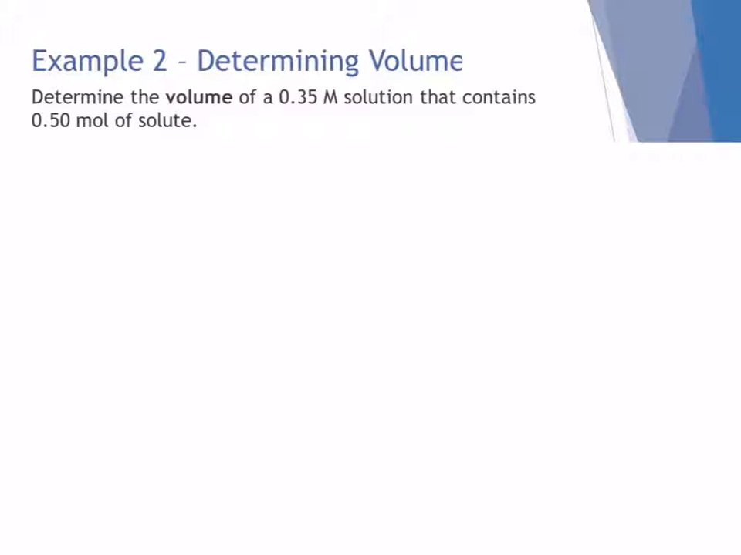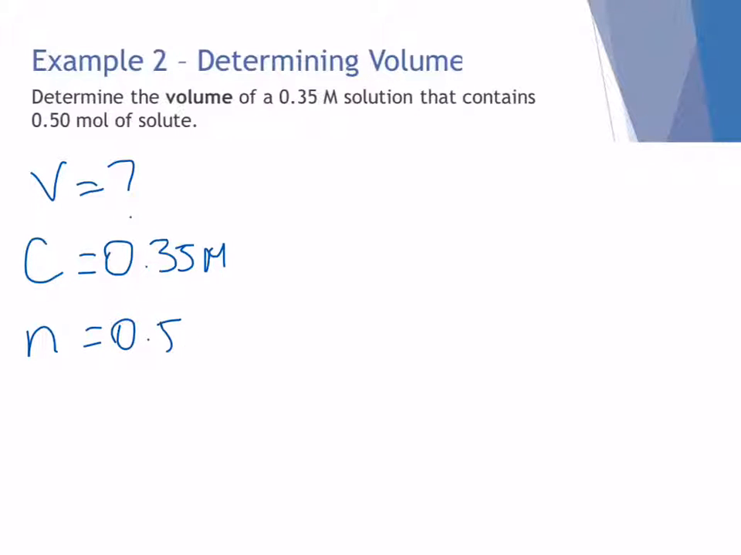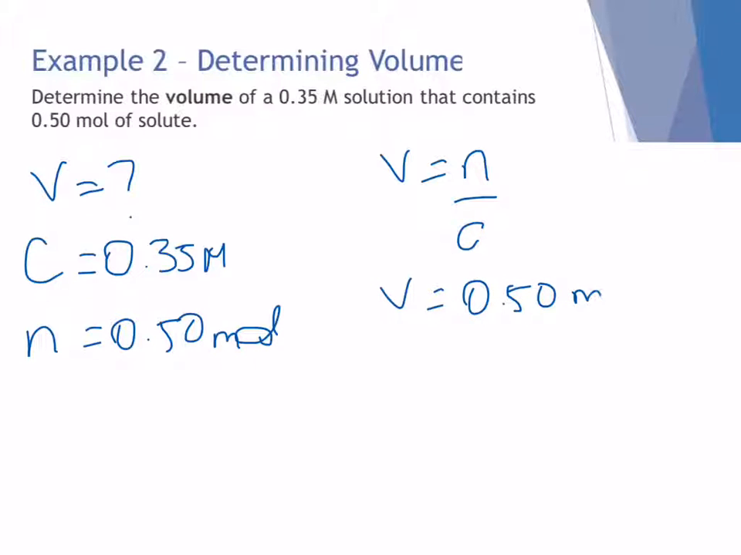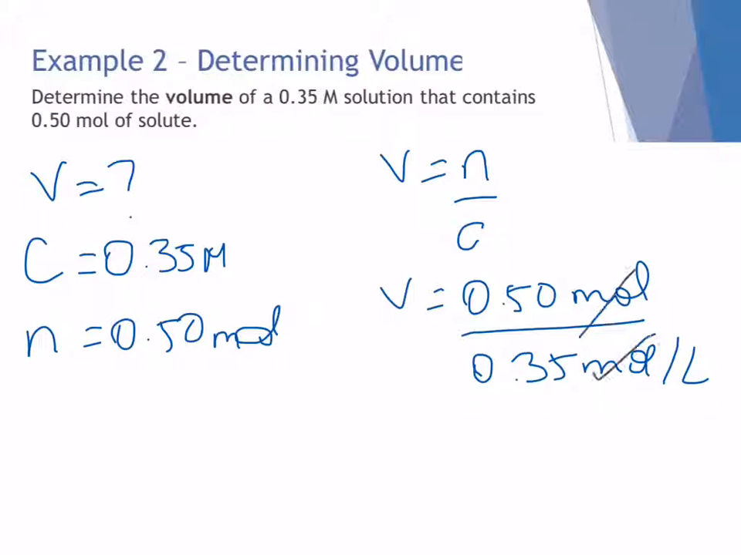In our second example, it's asking us to determine the volume. So we're looking for V of a 0.35 molar, so that can be moles per liter, solution that contains 0.50 moles. So V is equal to N divided by C. So we take our moles, 0.5 moles, divided by our concentration of 0.35 moles per liter. And you can see the moles will cancel, and we get 1.4 liters for our volume.